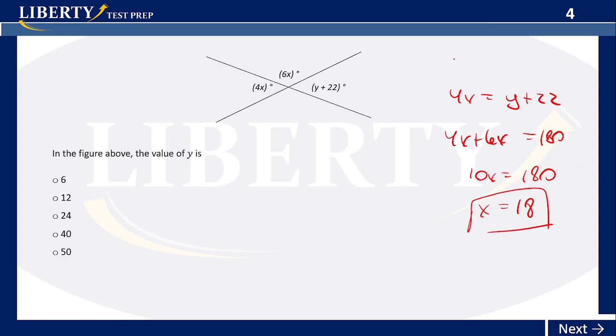Once we have x is equal to 18, we can get the value for 4x. 4 times 18 is 72, and 72 is equal to y plus 22, and we get the value for y, which is equal to 50.